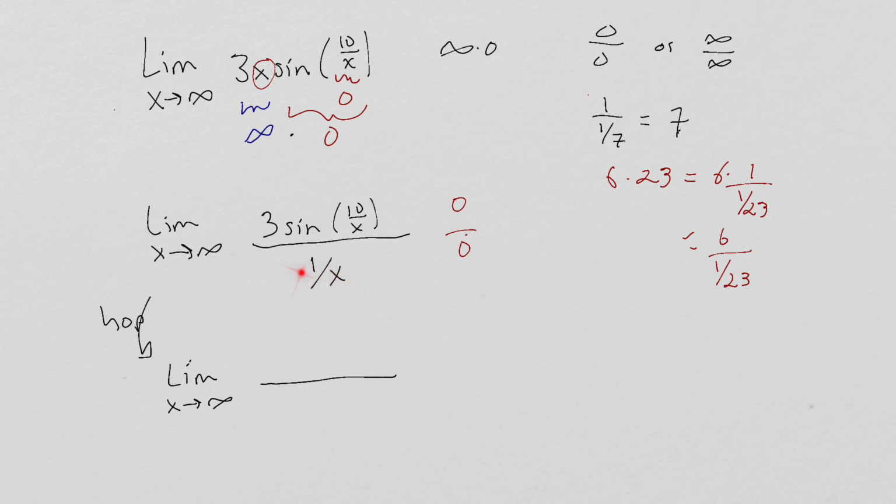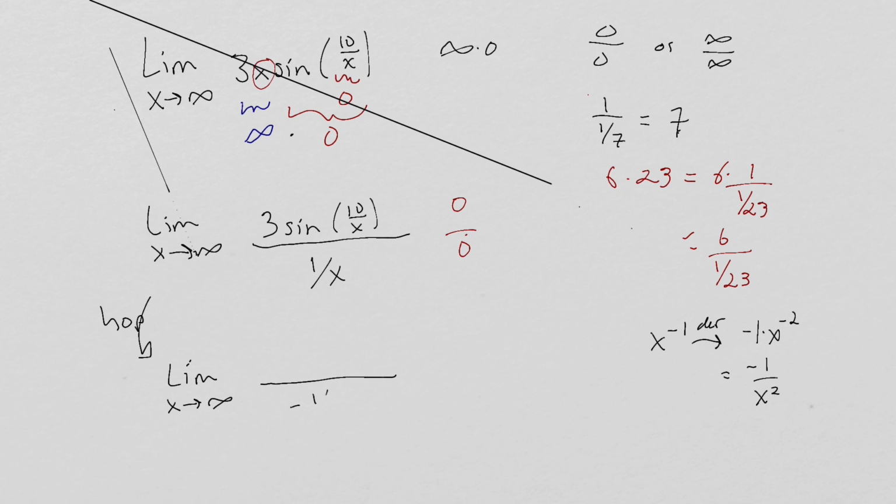So what was I saying? We are going to use L'Hopital's rule. So I've got to derive the top and I've got to derive the bottom. I'm going to go ahead and derive the bottom first. That is x to the negative 1. That, if I derive it, is negative 1 times x to the negative 2, which is equal to negative 1 over x squared. So in the bottom, I get negative 1 over x squared.